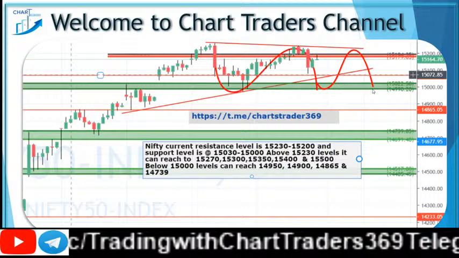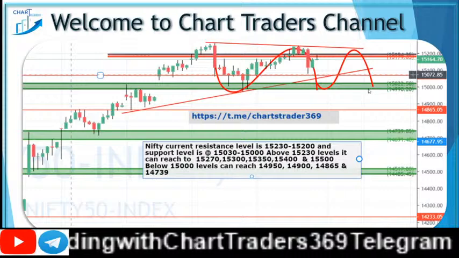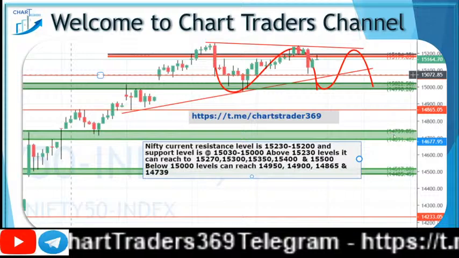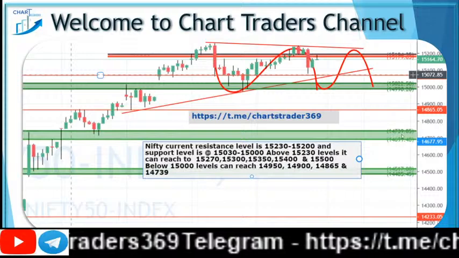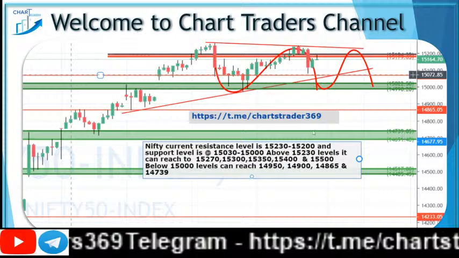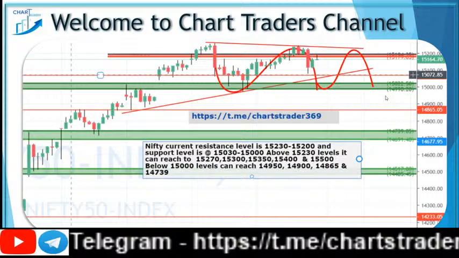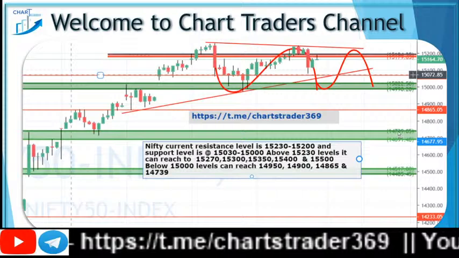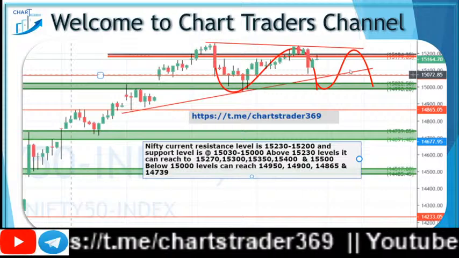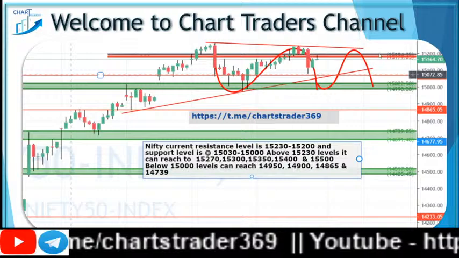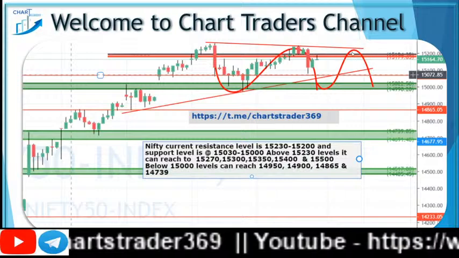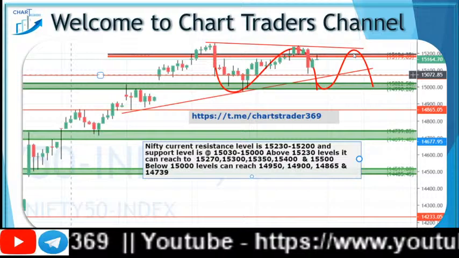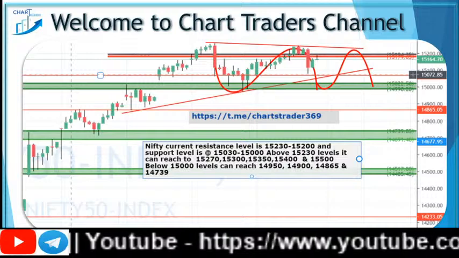If it breaks this support, we can expect downwards till 14,800, and the maximum downward level we can expect is 14,739. Okay, so that is the next downtrend. If it breaks 15,000, 14,864 can also reach 14,730. On the uptrend, if it breaks 15,200 levels once again, we can expect Nifty moving towards 15,300, 350, 400. The maximum is 15,500. So let's look at the OI data.